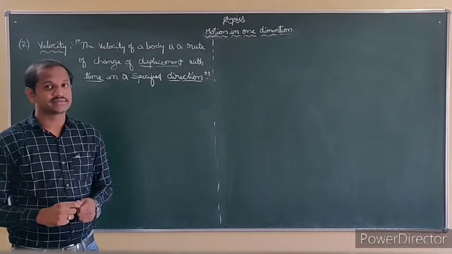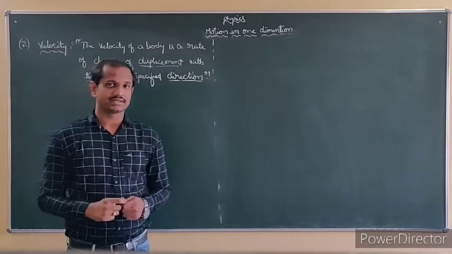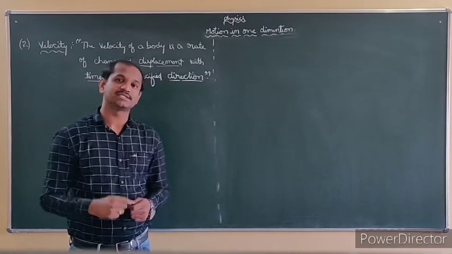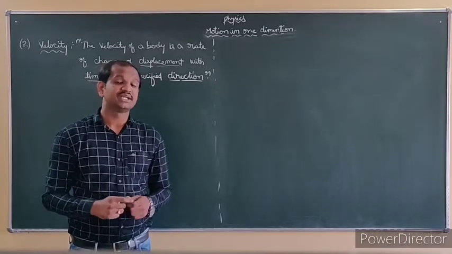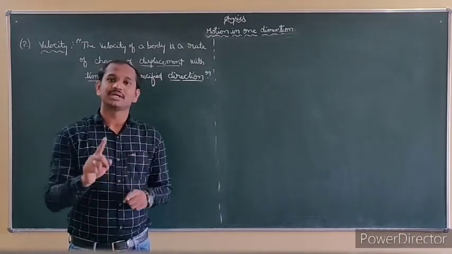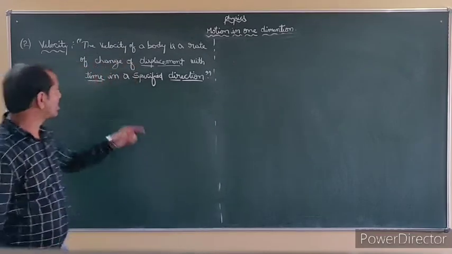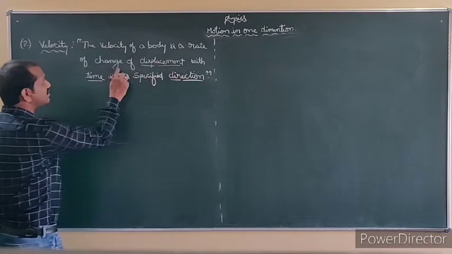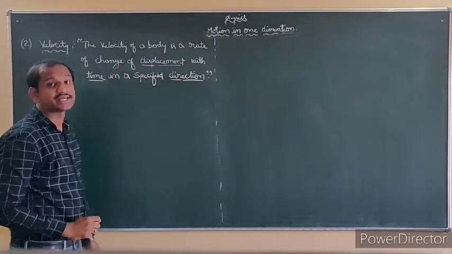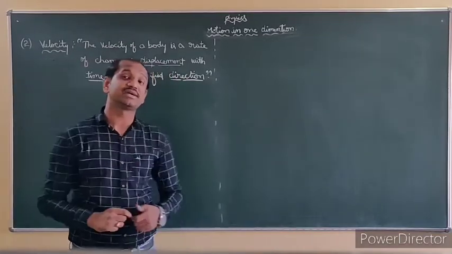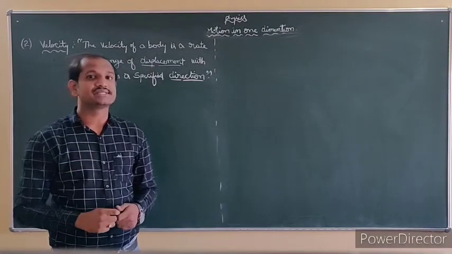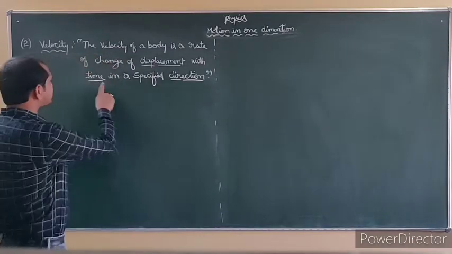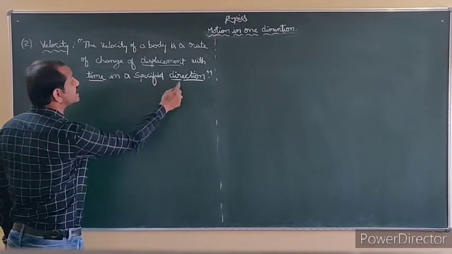What was the distance? Distance was a scalar quantity. Right? Speed was also a scalar quantity. It means we need to consider only the magnitude but not direction. But what about the velocity here? Velocity of a body is the rate of change of displacement. Since displacement is which quantity? Displacement is a vector quantity, with time in a specified direction.